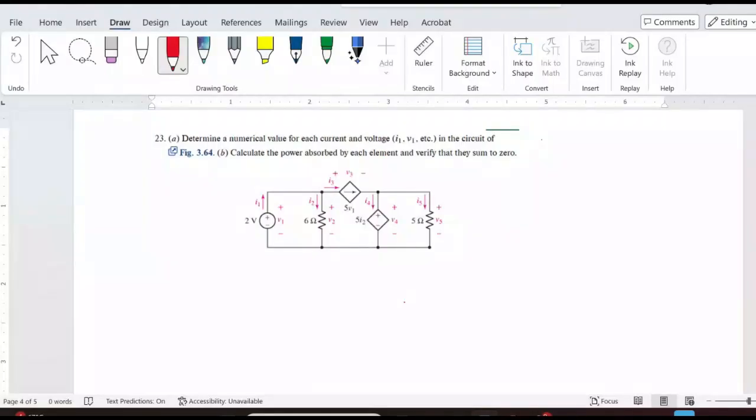Homework 1, and in this problem, as you can see, we would like to obtain the value of all the voltages and the currents for the electrical components in this circuit. And we would also like to show that the balance of the power holds for this system. So to start with, let us take a look at this system.